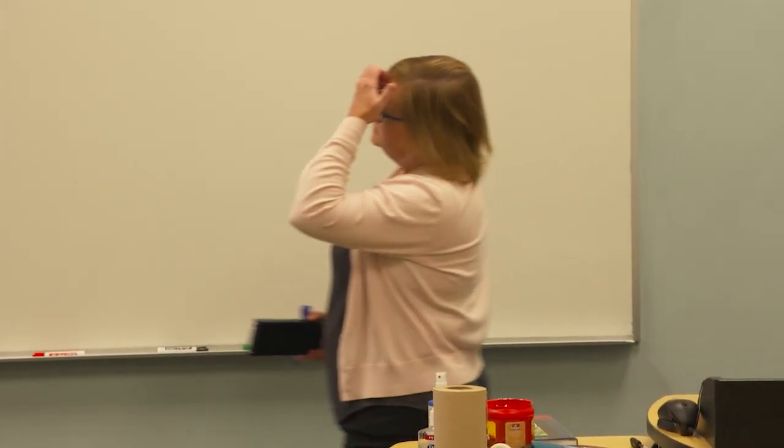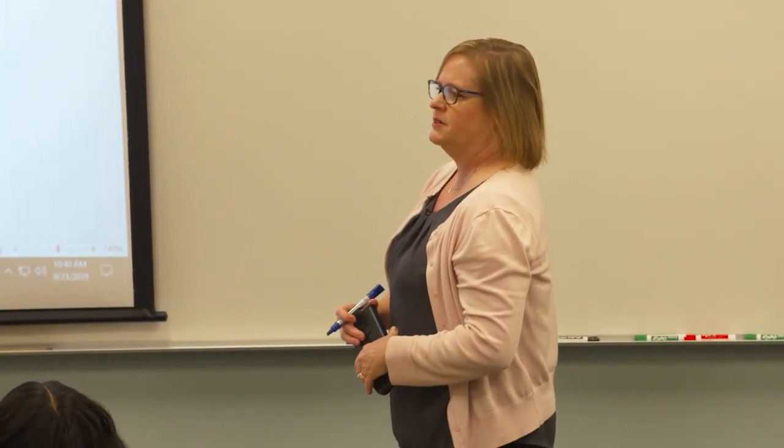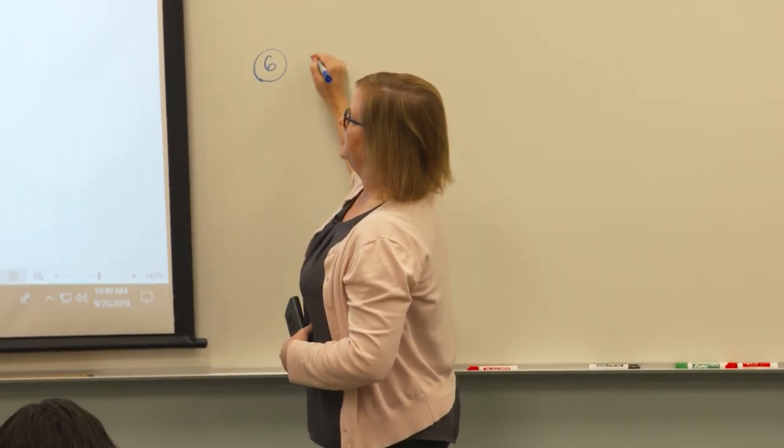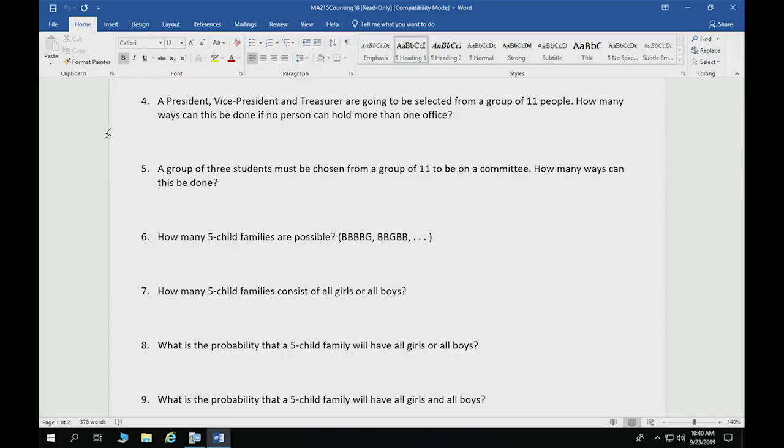Okay, so far? Okay, well, then you see some repeat of some things that we've done. How many 5-child families? So we said, but we'll just run through them real quick. So for number 6, we had 32. How many consist of all girls or all boys?